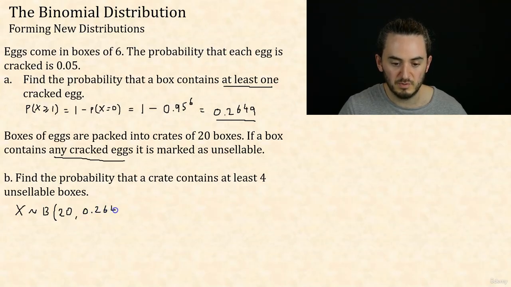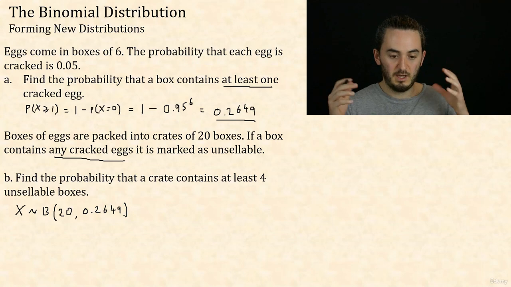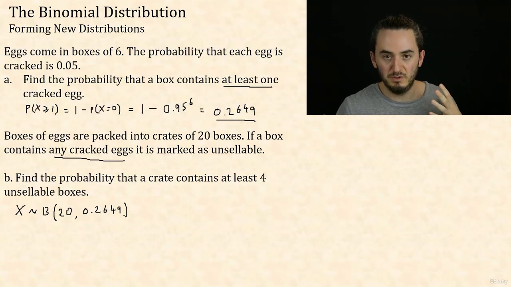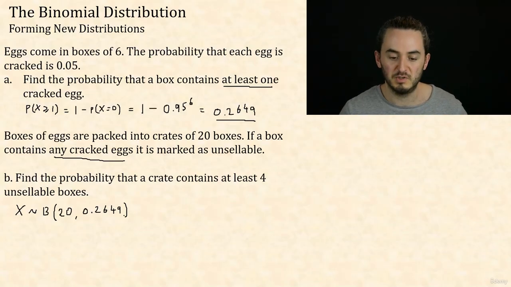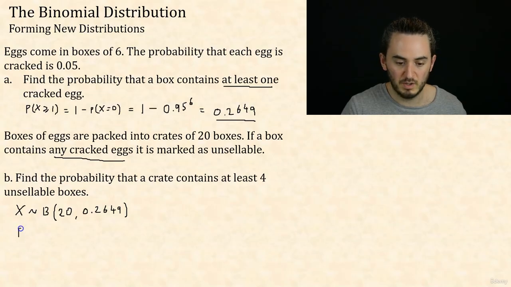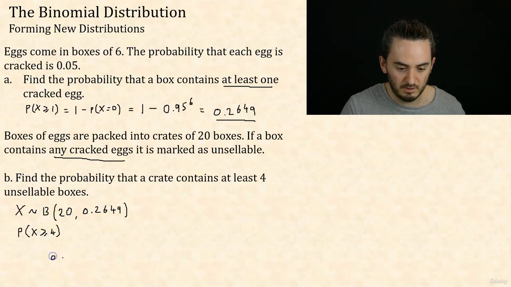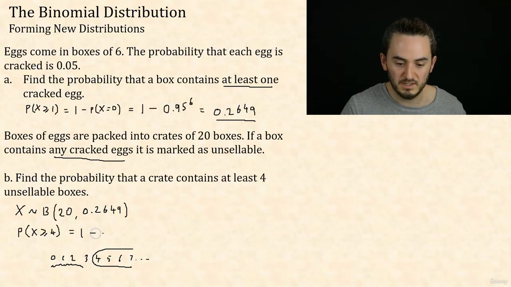Our new binomial distribution is about 20 boxes in a crate, and each one of those boxes is either sellable or unsellable, and we know the probability of it being unsellable is 0.2649. Now our question is, what's the probability that at least 4 are unsellable? So that's the probability that x is greater than or equal to 4. Again, writing out our numbers just to make sure we don't get this step wrong, at least 4 means it's 4 or more, so it's these that we're interested in. So we don't want these. So that's going to be 1 minus the probability that x is less than or equal to 3.